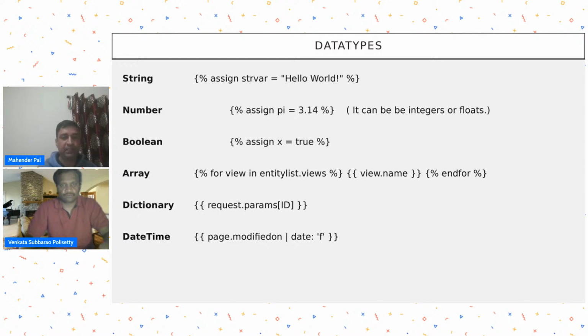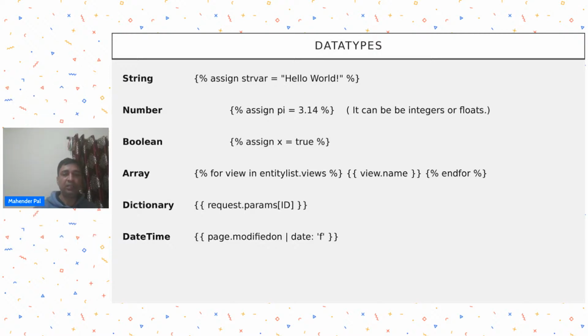For example, here entity list is a collection, an object, and under that we have a view that we want to use. Here we can see view dot name, which are the properties that we want to fetch from this view array. Apart from this, we have the dictionary object, where we use a specific key to get an element of the dictionary. For example, here id is working as a key. When we pass this key, it gets us the value under the dictionary based on this particular key.